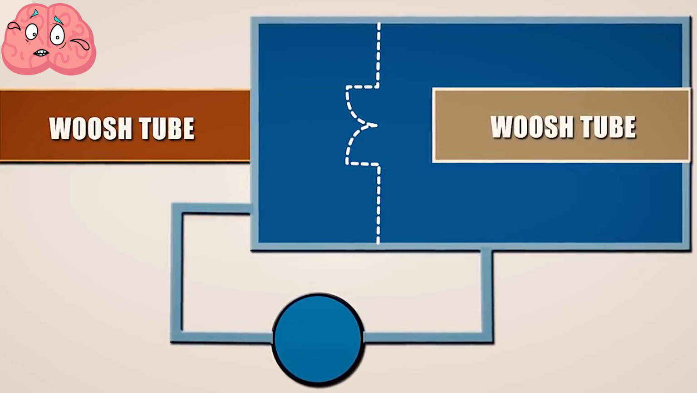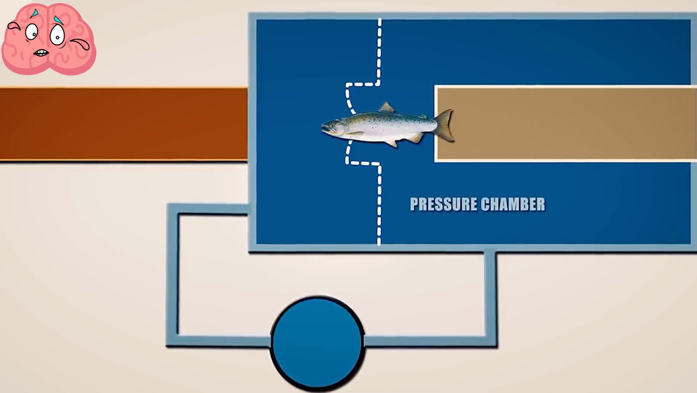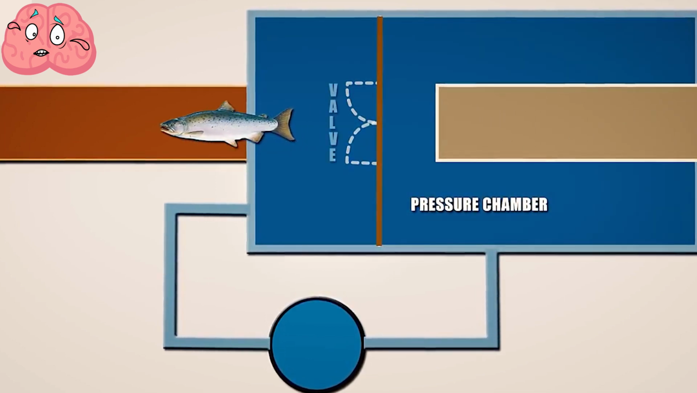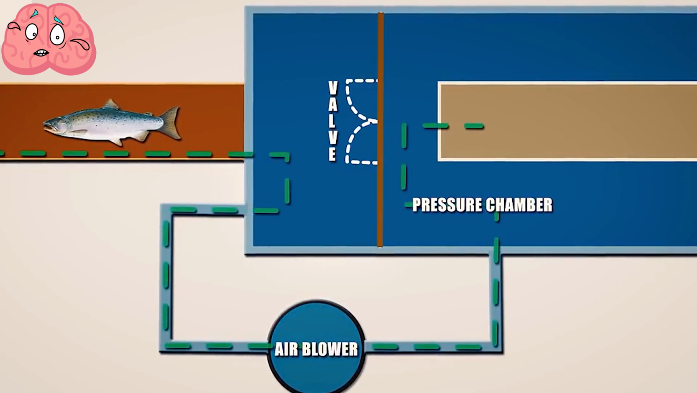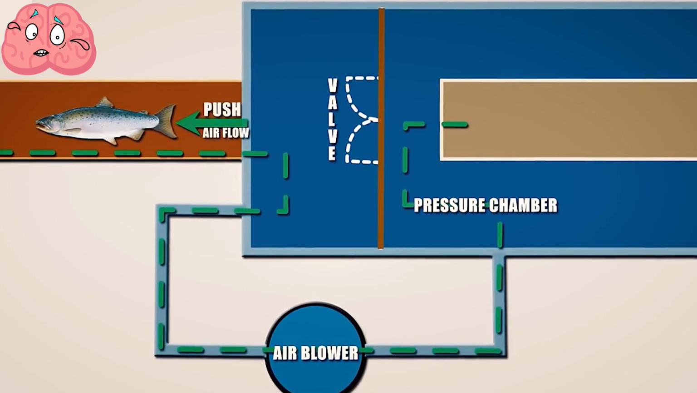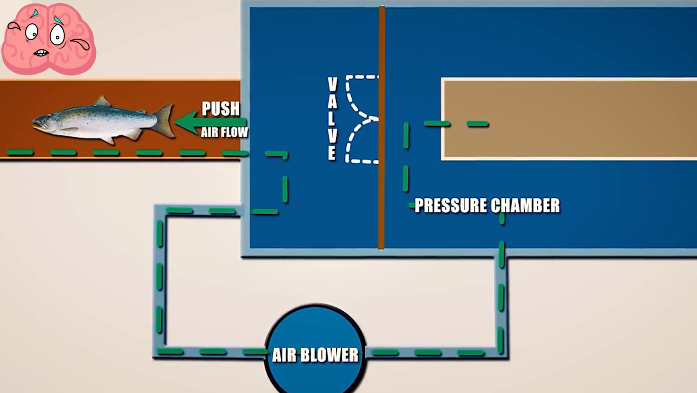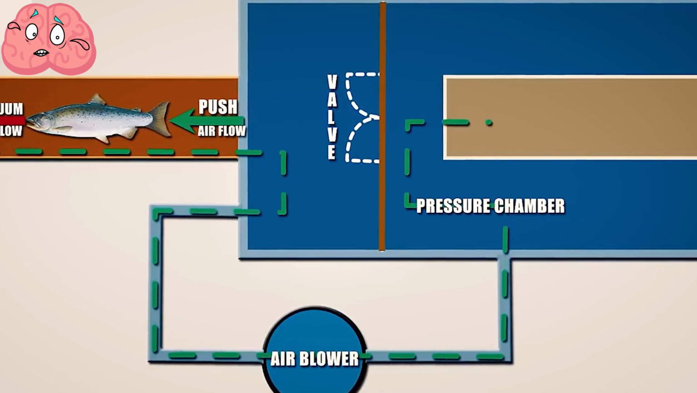The whoosh tube is slippery and flexible, much like its intended passengers. Once a fish is inside the pressure chamber, the valve closes, and the tube makes a seal around the fish. The air blower is then used to supply pressure. The tube is operated as either a push system, where there is increasing pressure behind the fish, or as a vacuum system, where there is decreasing pressure in front of the fish. This pressure differential moves the fish and propels it down the tube at 22 miles per hour.